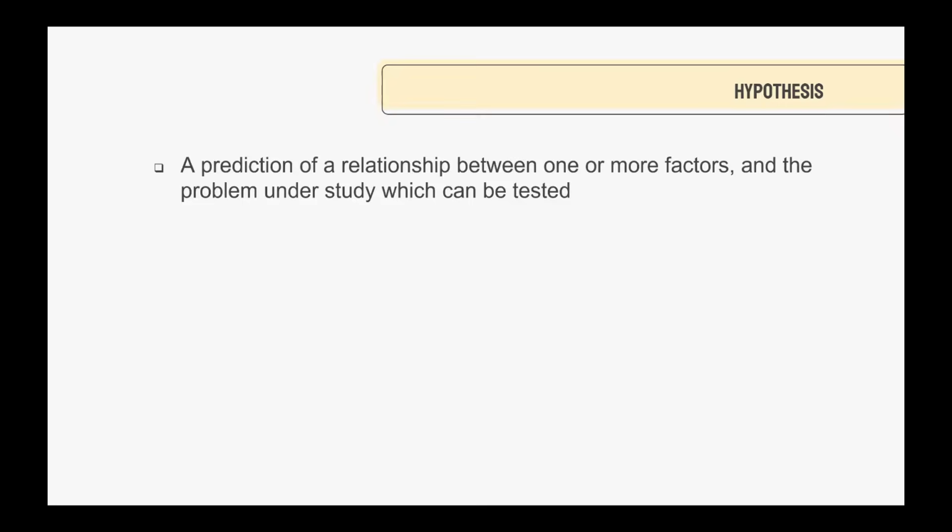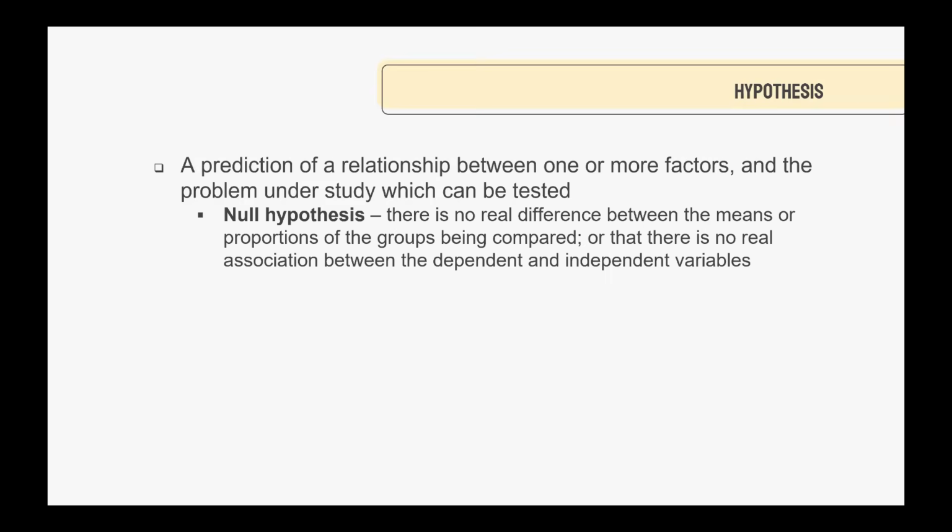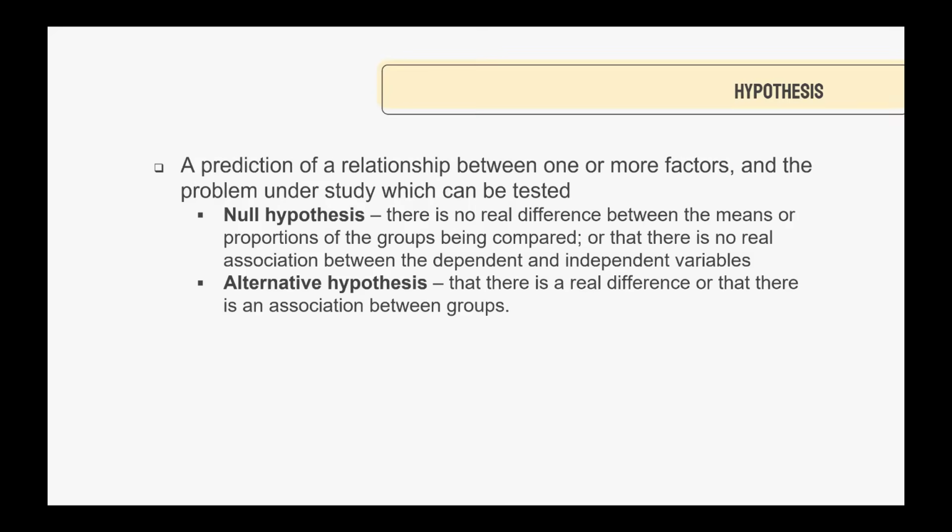So again, the hypothesis is a prediction of a relationship between one or more factors and the problem under study which can be tested. So the null hypothesis, there is no real difference between the means or proportions of the groups being compared, or that there is no real association between the dependent and independent variables. For alternative hypothesis, you state that there is a real difference or that there is an association between groups. So for alternative hypothesis, it can either be unidirectional or bidirectional.